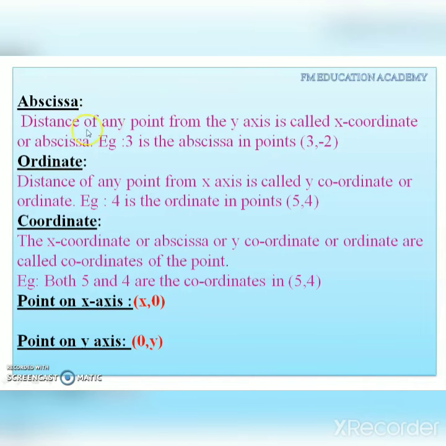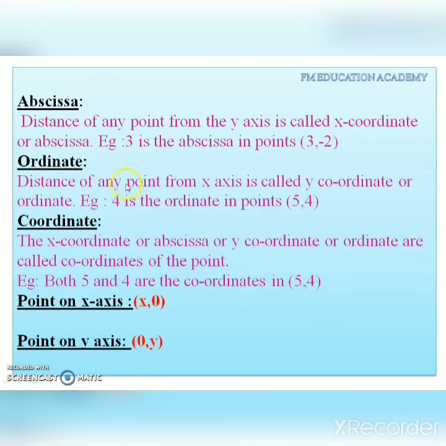Abscissa. What is abscissa? Abscissa is the distance of any point from the y-axis. It is also called the x-coordinate. Example, if you see in this, the point is (3, -2), that is, x-coordinate is 3 and y-coordinate is -2. When you draw any graph, the distance of the point measured from the y-axis is called the x-coordinate. So, here 3 is the abscissa. Okay, that is the distance measured from the y-axis.